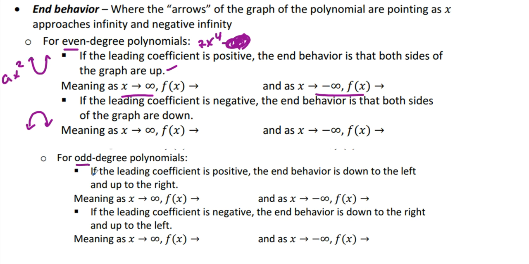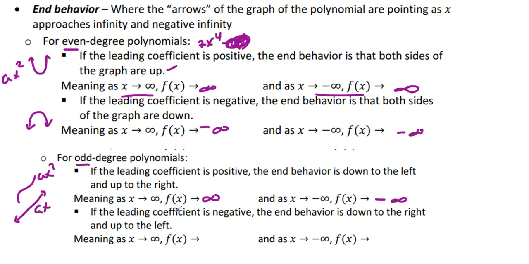For odd degree, I could think of my cubic. I can actually think of my linear if I wanted to. All right, ax or ax cubed. Doesn't matter which one I think of, because basically I'm starting at the low here and going up. So as x approaches infinity, y also goes to infinity. Okay, and as x approaches negative infinity, y will go to negative infinity. Okay, so actually I should have put that up here too.